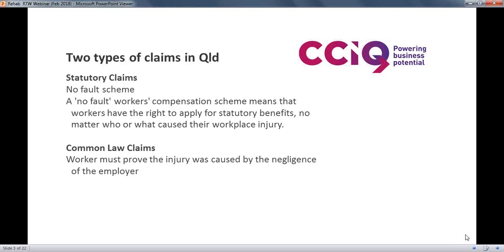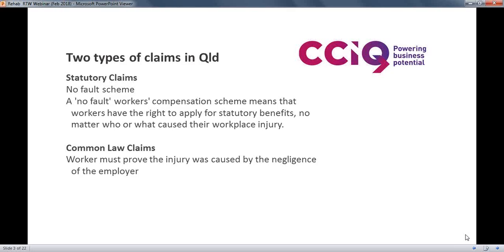And the other type of claim, the common law claim. If a worker is able to prove that the injury he or she suffered in the course of their employment was caused by the negligence of the employer, then a common law claim will compensate them for generally their pain, suffering, loss of amenities, loss of income, and out-of-pocket expenses, both past and future for those last 2 points.